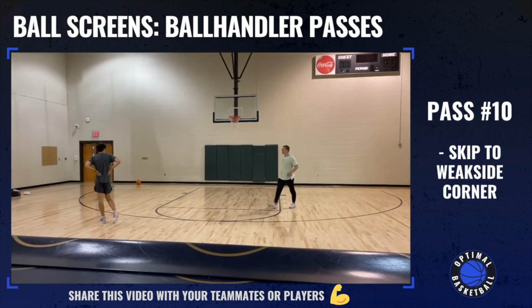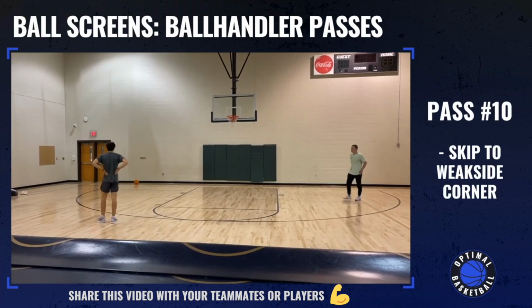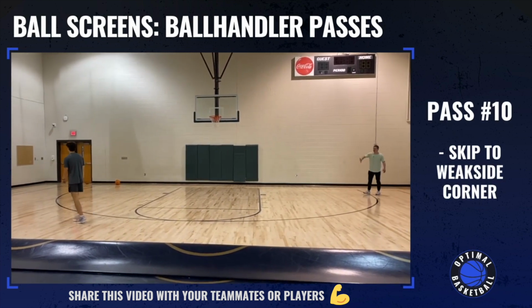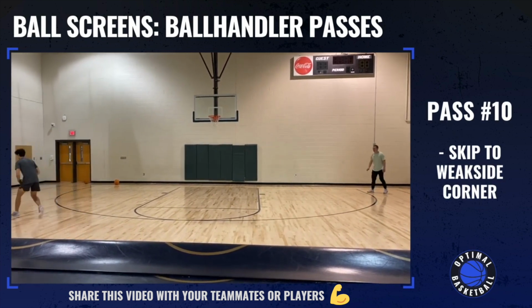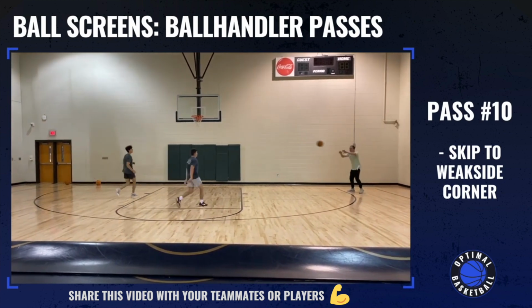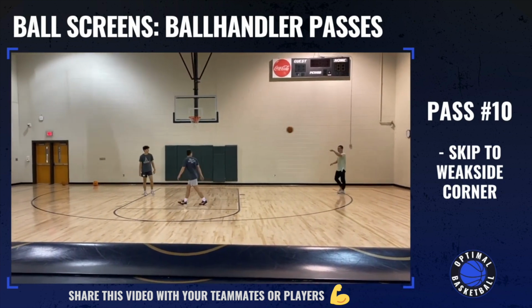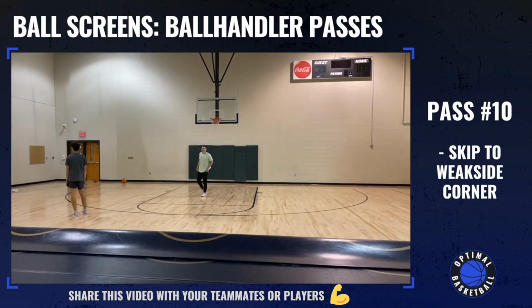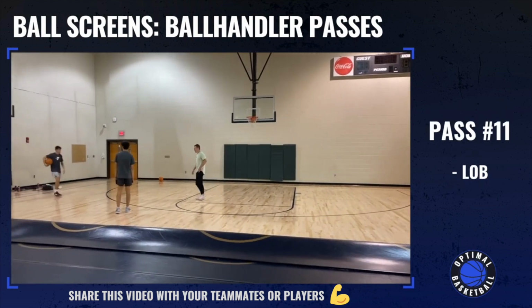So now we're going to do the same thing, but now we're going to go to the corner instead of to the wing. So all defenders slide in and help on the pick and roll. Go ahead. Defenders slide in and help on the pick and roll, and then we're passing to the corner. Very good.